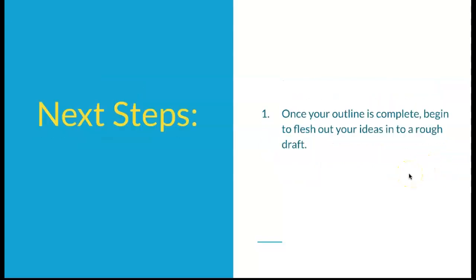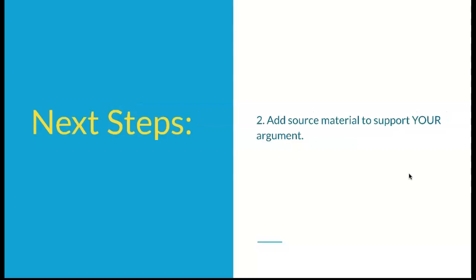Next steps. So this is after you've done that, let's talk about what's coming up. When your outline is complete and you've submitted it, you can begin to flesh out your ideas into a rough draft. I love this part. Just pull out the Roman numerals, the 1s and the A's, and start building it into a paragraph. If you've not already, add source material or add more source material to support your argument.